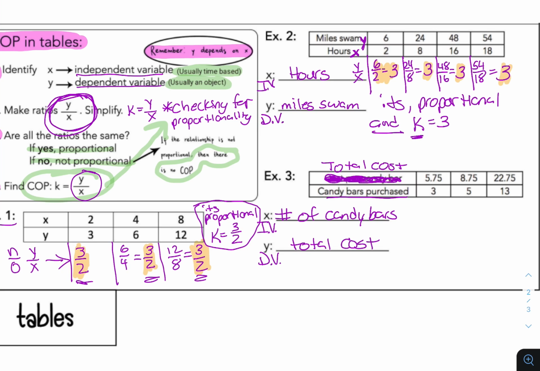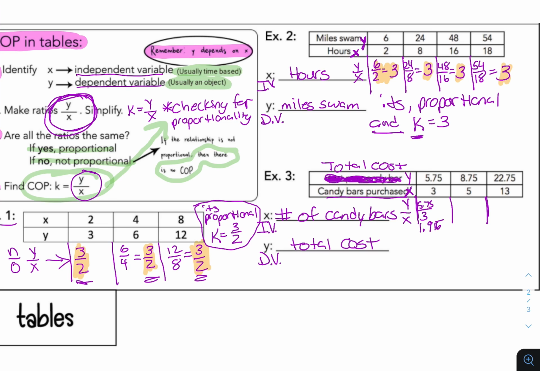All right. Now, as per our steps, we're going to check for proportionality. So we're going to extend our table and check the ratio of y over x. Always good to fill in, so you know the number of candy bars is your x, and the total cost is your y. All right, let's check this one, y over x. 5.75 over 3. Because this is going to be hard to simplify, we will simply divide it. 5.75 divided by 3 is 1.916 repeating.